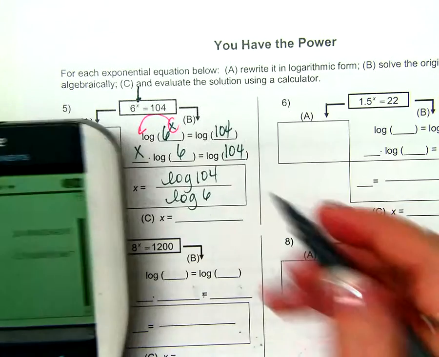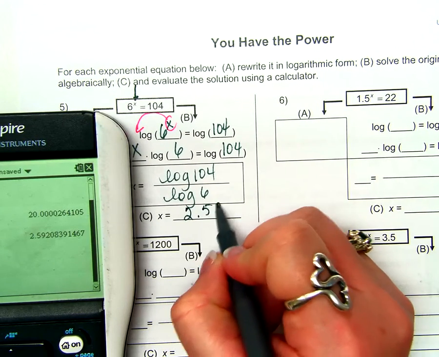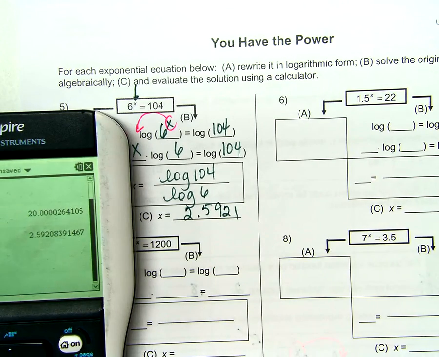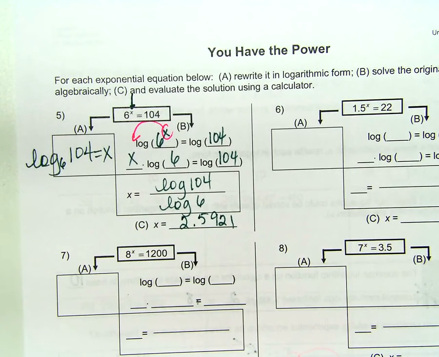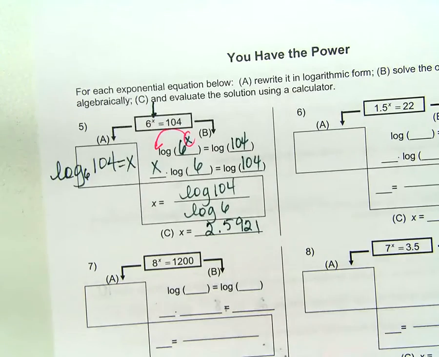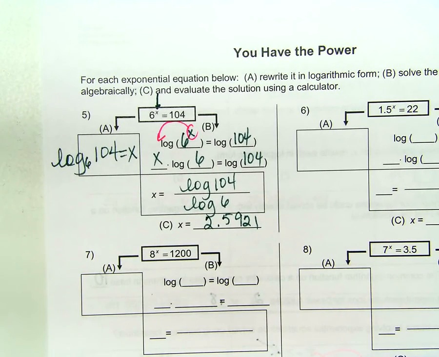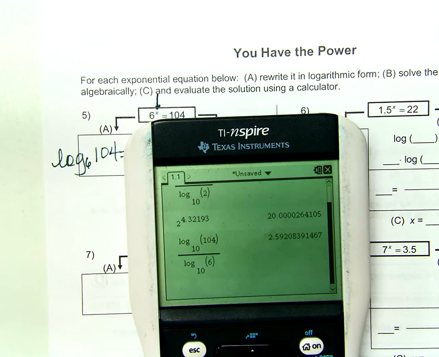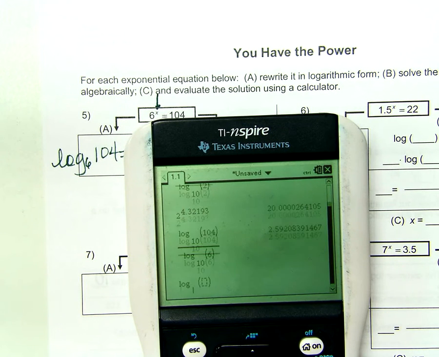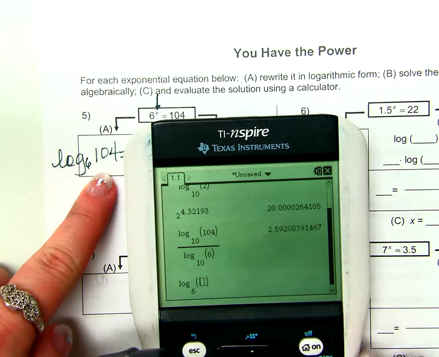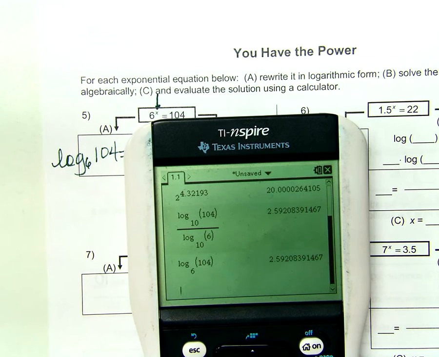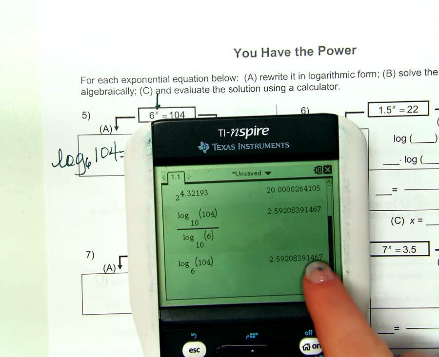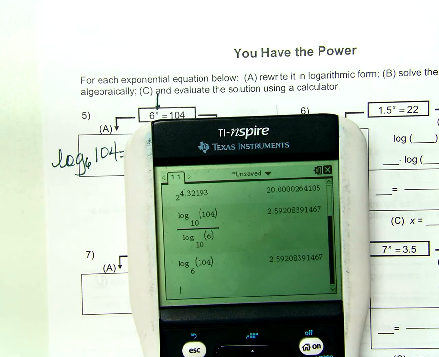Okay? So let's say x is 2.5921. You okay with that? Any questions? So now let me show you the trick. It's not magic. It's just that the calculator is built this way. Log base 6 of 104. Bam. Are they the same? Of course. Yeah. Well, yeah. So what are you going to put, 2.6?